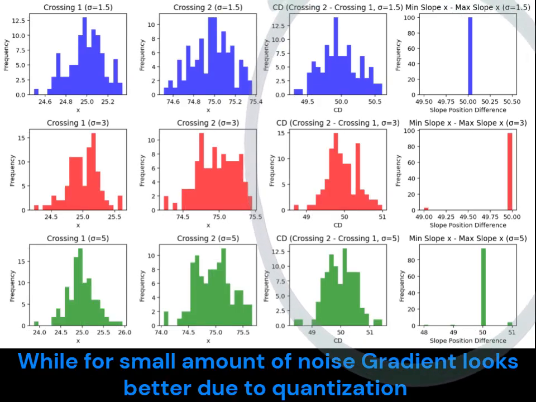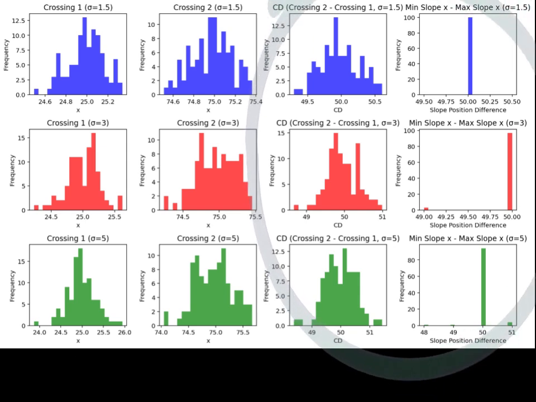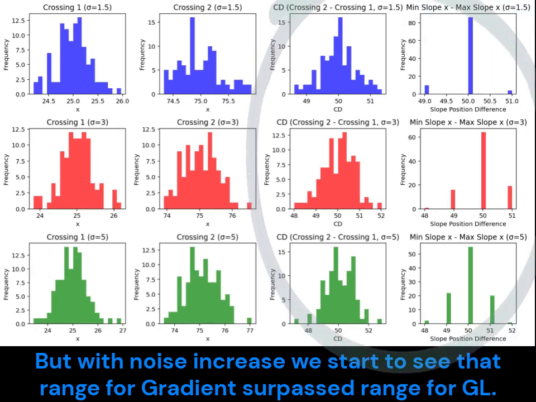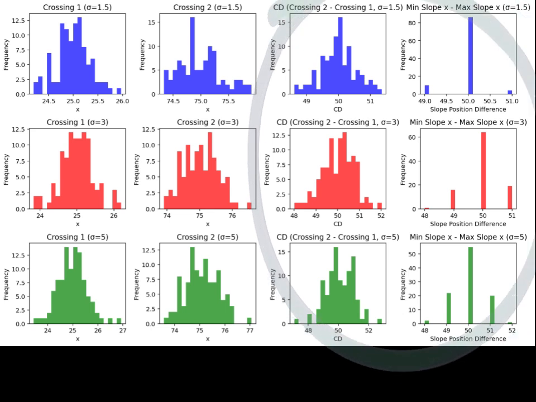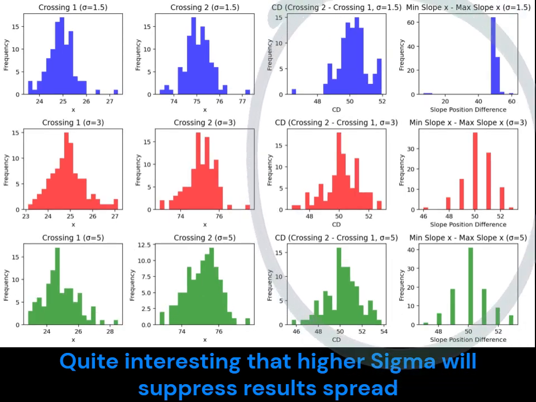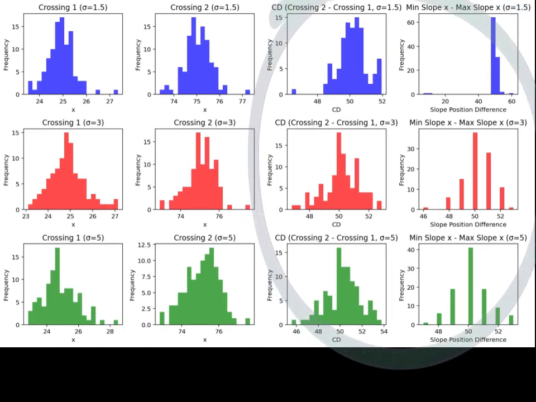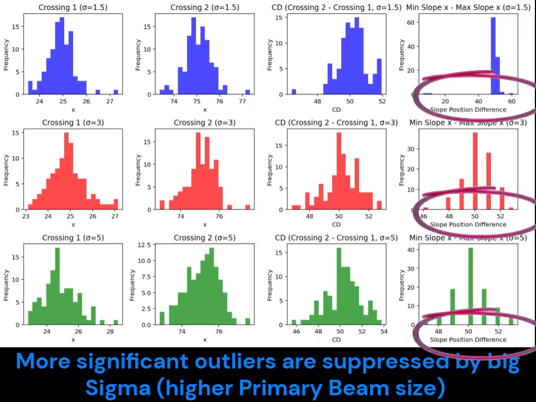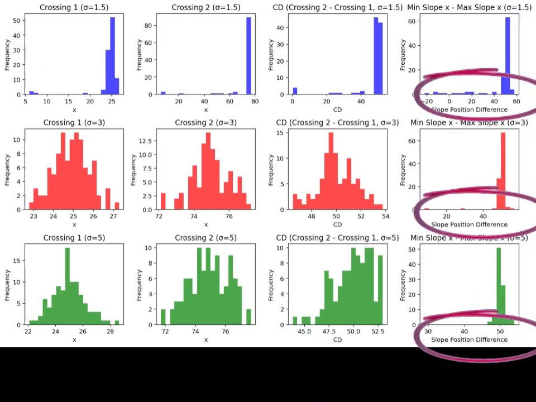While for a small amount of noise gradient looks better due to quantization, with noise increase we start to see that the range for gradient surpassed the range for GL. Quite interesting that higher sigma will suppress result spread. More significant outliers are suppressed by big sigma, higher primary beam size.